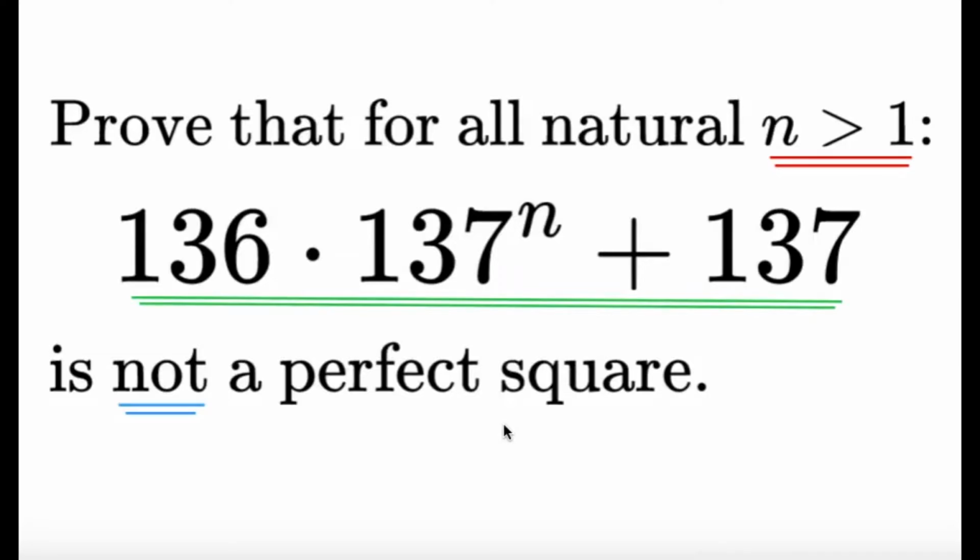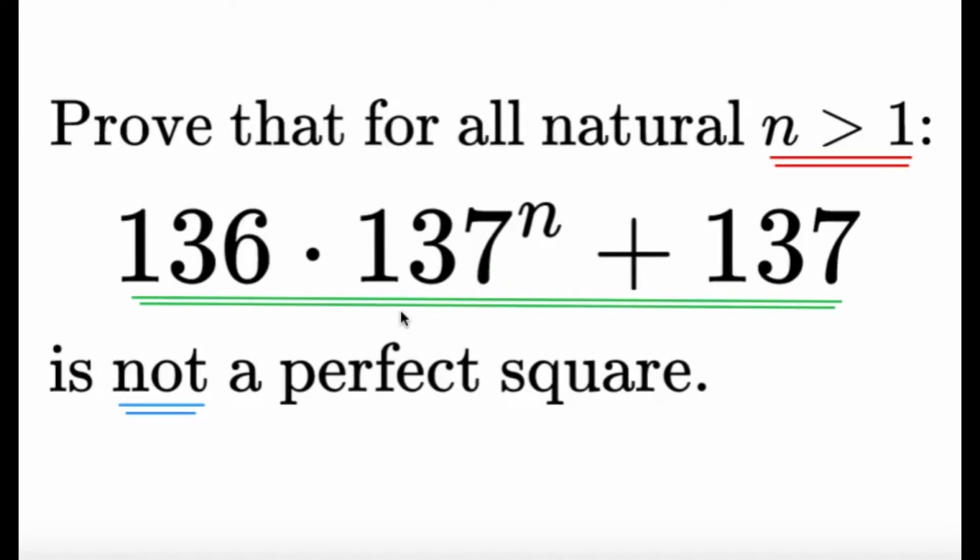Prove that for all natural numbers n greater than 1, 136 times 137 raised to n plus 137 is not a perfect square. As usual, pause this video if you'd like to give this item a try, but if you're done, let us dive into the solution.